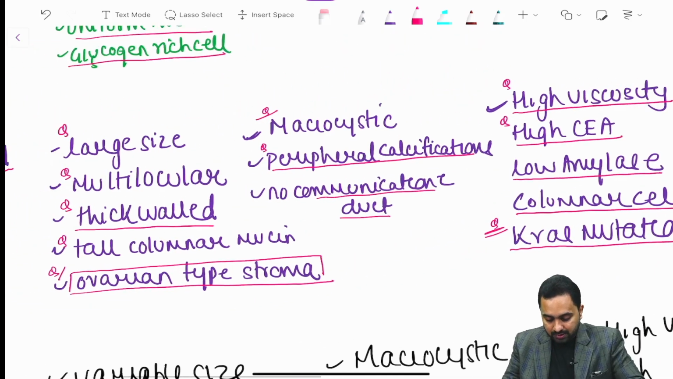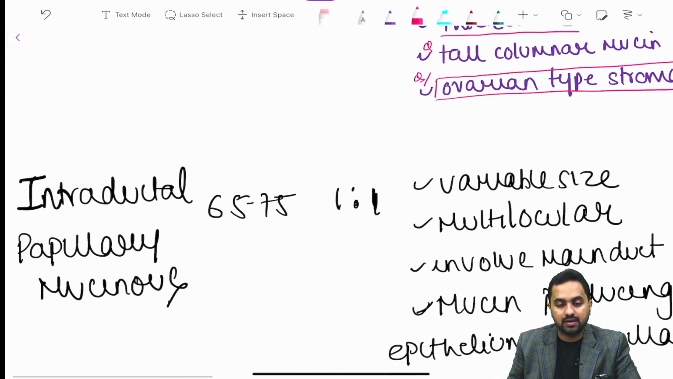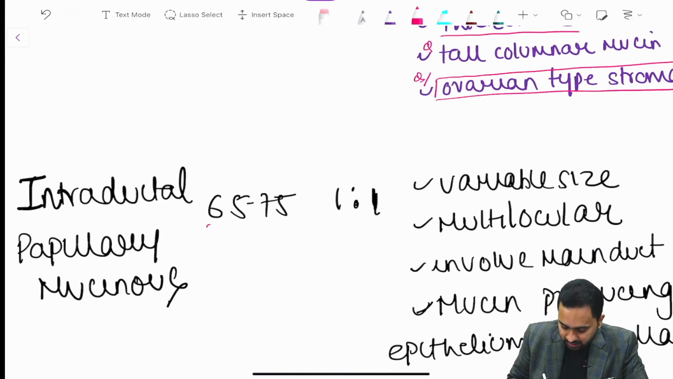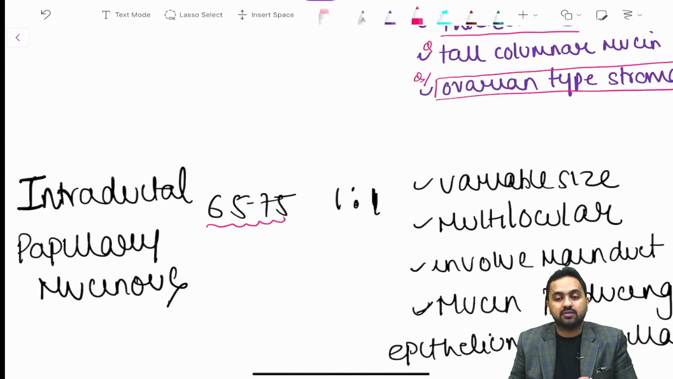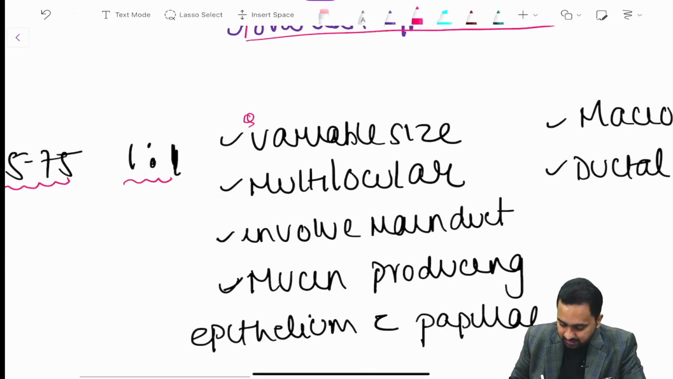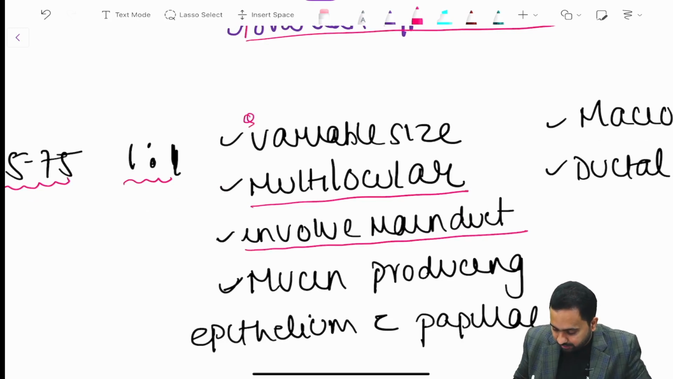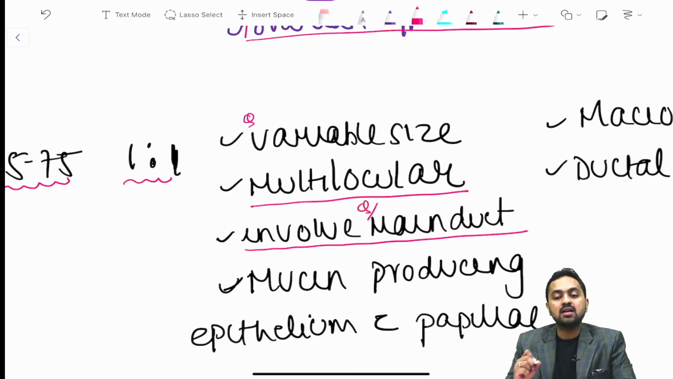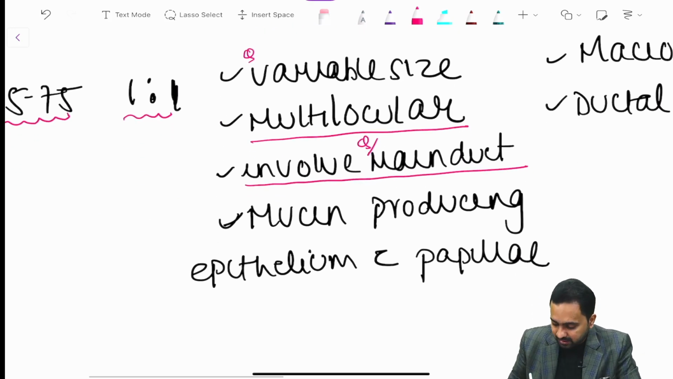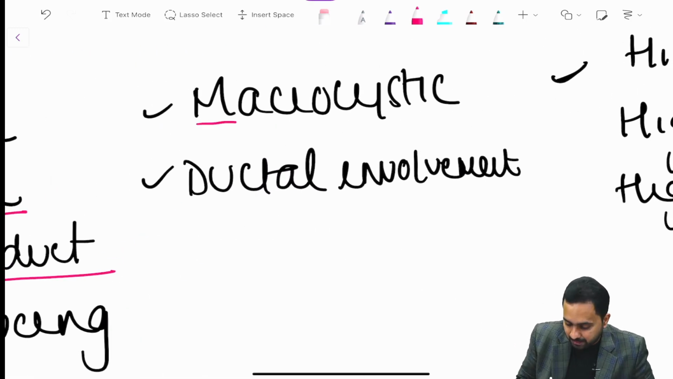Then the next cystic neoplasm is your intraductal papillary mucinous neoplasm. The age commonly presenting is your 65 to 75 years, has an equal female to male ratio. Now, even they could be of variable size, are multilocular. The important feature over here is that it involves your main duct, right, and they have mucin producing epithelium with papillae. The imaging features include your macrocystic and ductal involvement.